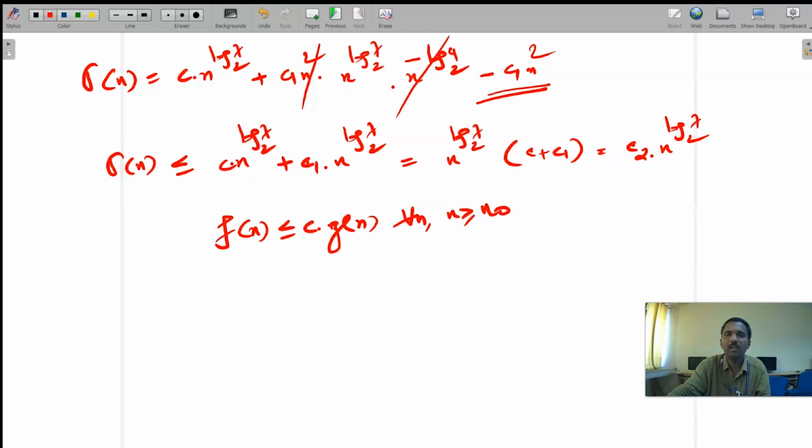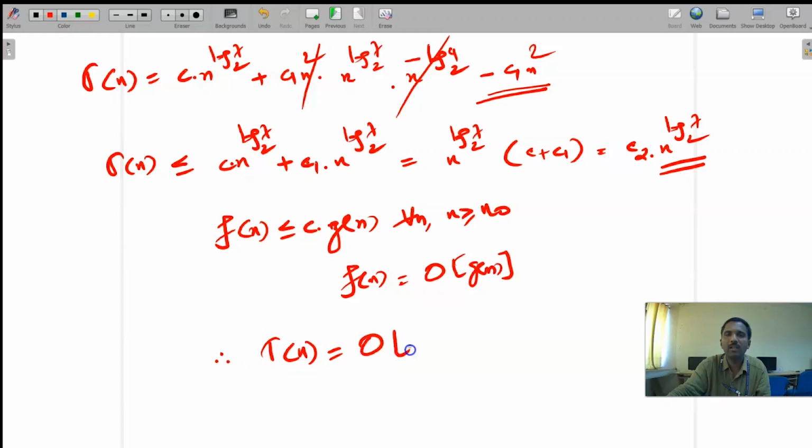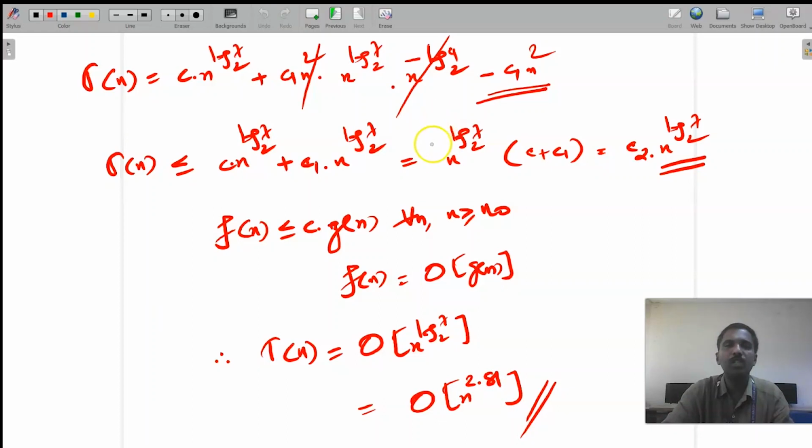This is in the form of f of n is less than or equal to c into g of n for all n greater than or equal to n0. This means we can write f of n is equal to big O of g of n. In the same way here, t of n is less than or equal to c2 into n power log 7 base 2. Therefore, the computing time is given by t of n is equal to big O of n power log 7 base 2. This results in big O of n power 2.81. So we have obtained the solution.